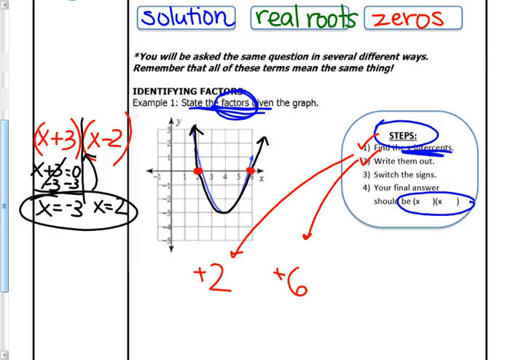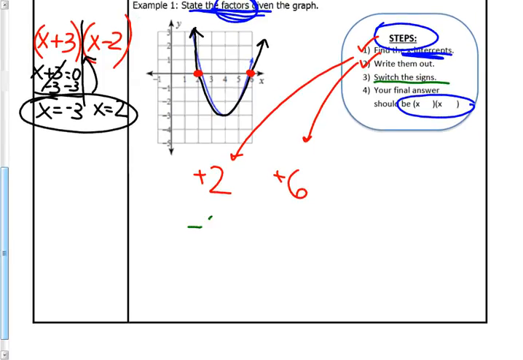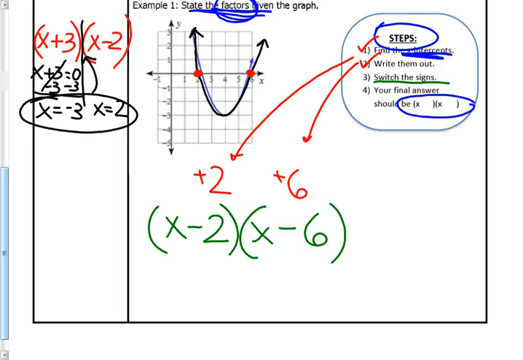Then step 3 says we're going to switch the signs. So if this is a positive 2 as one of my solutions, then I'm going to switch the sign and make it a negative 2. This is a positive 6 as the other solution. I'm going to switch it and make it a negative 6. Okay? So if I'm changing solutions to factors, I switch the sign and write the x's in front, right? Make them look like factors here.